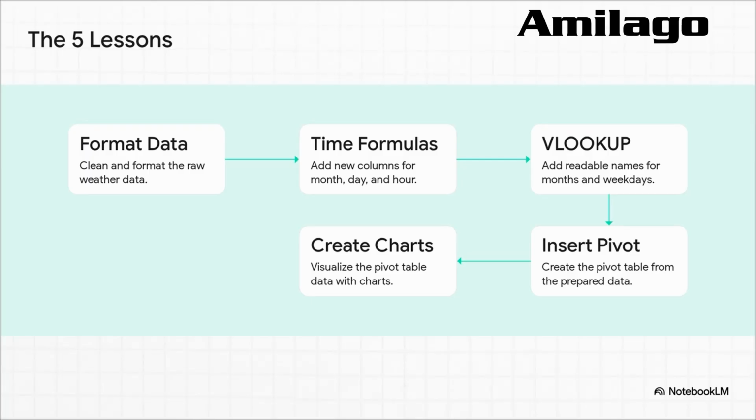And here's the roadmap. First, you got to format your raw data. I mean, you can't build a house on a messy foundation, right? Then we add more info, using formulas to pull out things like the day of the week. We even use a clever tool called VLOOKUP to pull in related info. And only then, once our data is prepped and ready, do we actually build the pivot table and make some charts. Every single step is crucial.